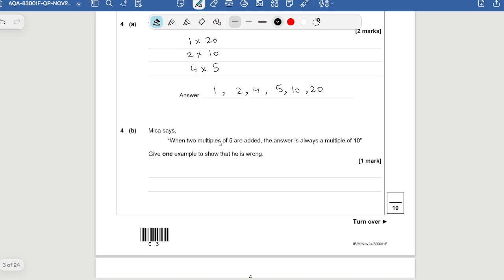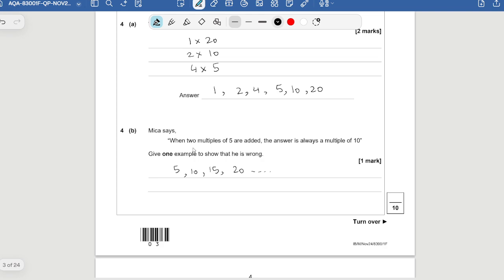Micah says when 2 multiples of 5 are added, the answer is always a multiple of 10. Give one example to show that he is wrong. He assumes that if 2 multiples of 5 are added... what are the multiples of 5? The multiples of 5 are the numbers which come in the times table of 5, which are 5, 10, 15, 20. These are all the multiples of 5.